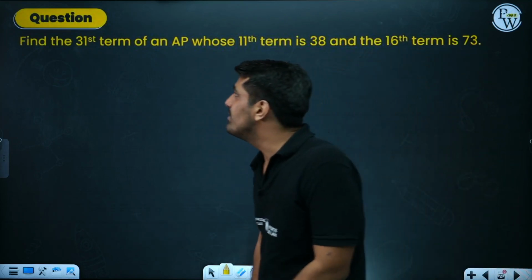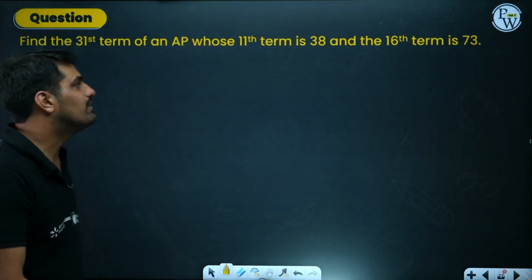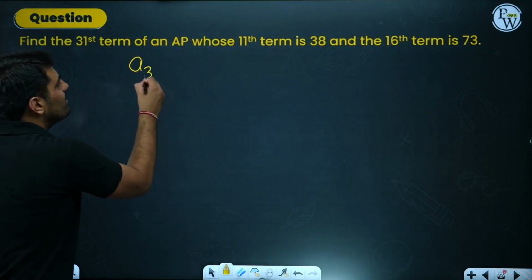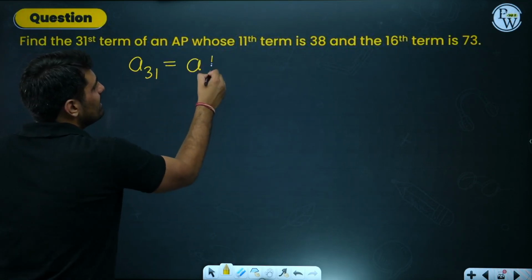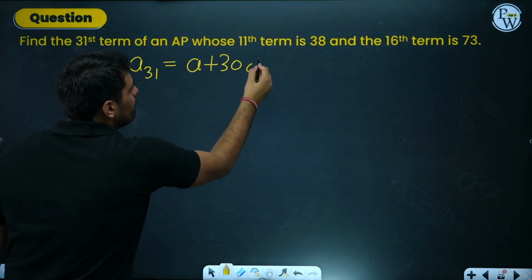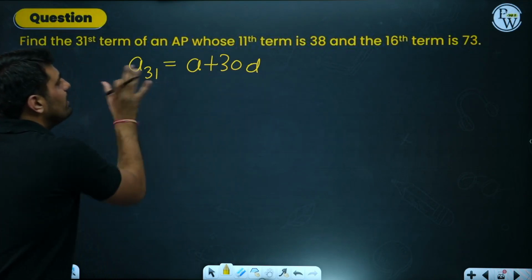Find the 31st term of an AP. They need to find the 31st term, so you need to find A31. I hope you understand what A31 is: A plus 30D. If you have the value of A and D, you can find the 31st term.